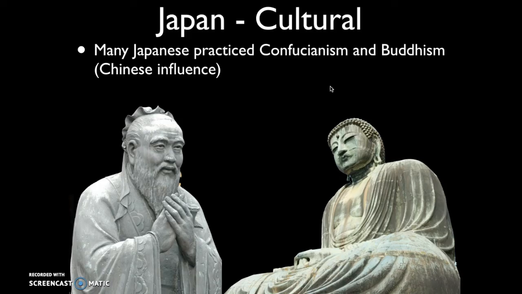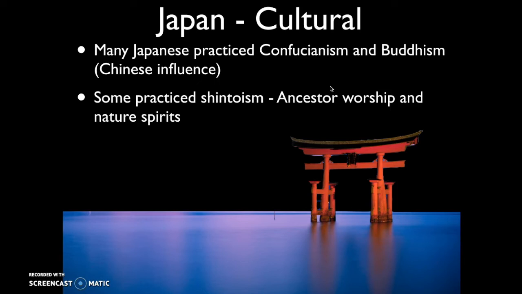So we see these Chinese influences, both in terms of Confucianism and the way in which they structure their society so that everyone has a part to play and a role to play, but also in the belief in Buddhism. Many Japanese, though, continue to practice animistic religions, a polytheistic religion that involved ancestor worship and worship of spirits in nature, and this is known as Shinto.